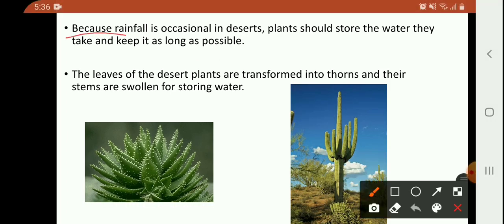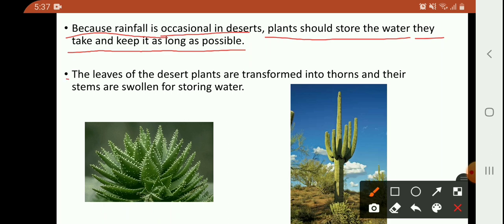Because rainfall is occasional in the desert, لأنه rainfall نادر بالصحراء, plants should store the water they take and keep it as long as possible, وتتركه قد ما بتقدر لوقت طويل.